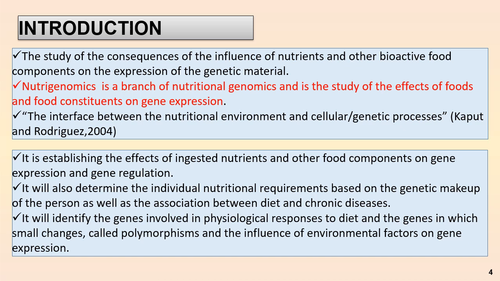And it will also determine the individual nutrition requirement based on the genetic makeup of the person as well as the association between the diet and the chronic disease. It will identify the genes involved in the physiological response to diet and the genes in which small changes called polymorphism, and the influence of the environmental factor on the gene expression.